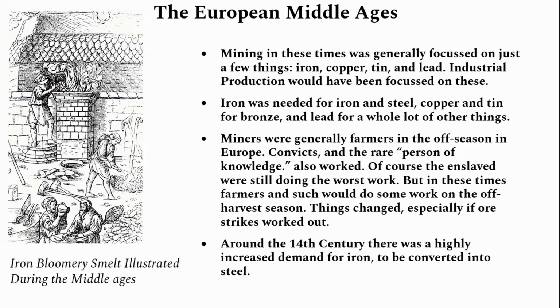So here on the left, we have an iron bloomery smelt illustrated from the Middle Ages, and I'm pretty sure this is from Biringuccio. We'll get to that later. But they're feeding the ore in at the top, then the molten iron is coming out the bottom. And you can see some tools and tongs and things there to manipulate the ore and rocks and things like that. Probably a very nasty, dirty, and stinky operation, I'm sure.